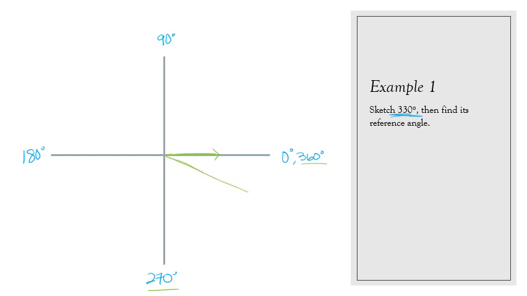I'm going to make this, you know, more in the realm of 360 degrees, a little bit further away from 270. But again, not super precise. Okay, so there's my terminal side. Let's get my directional, and we'll label that 330 degrees. So there's my sketched angle.